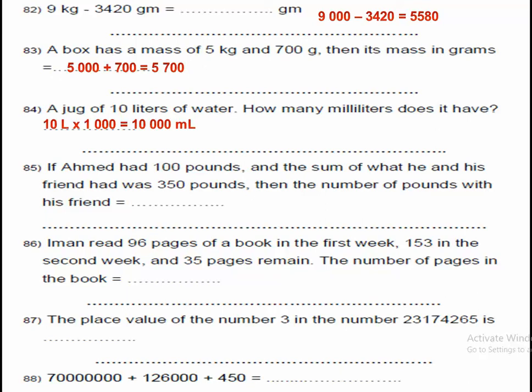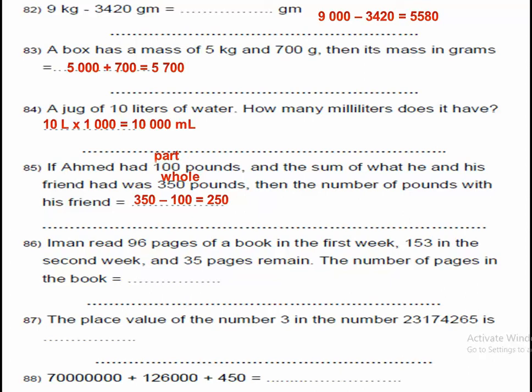If Ahmed had 100 pounds and the sum of what he and his friend had was 350 pounds. So 350 is the whole and 100 here is part. So to get part, subtract, so 350 minus 100 equals 250.